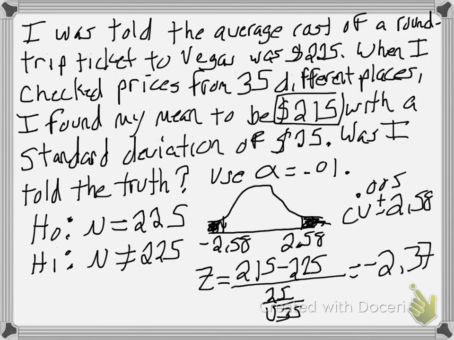Now, where does negative 2.37 lie? Well, negative 2.37 is somewhere around here. All right, so is that in the shaded area? No, it's not in the shaded area. It's not in the critical area. So what does that mean? If it's not in the shaded area, then we fail to reject the null. So basically we're going to say fail to reject.